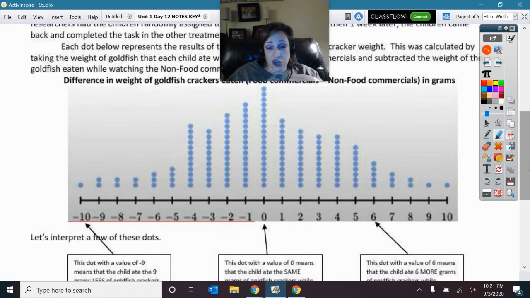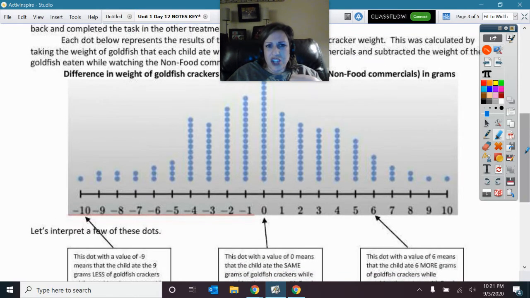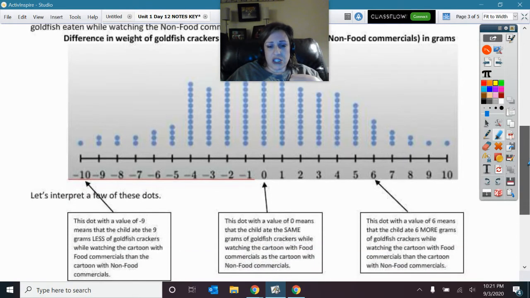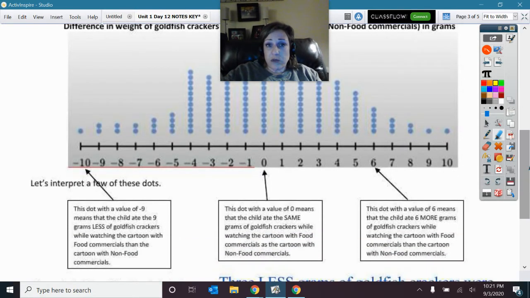Let's take a look at this chart and put into words what each of these dots means. For example, let's look at this dot with a value of 0. The dot with a value of 0 means that the child ate the same grams of goldfish crackers while watching the cartoon with the food commercials as with the non-food commercials. However much they ate, because they're different kinds of children with different appetites, they ate the same in both scenarios.